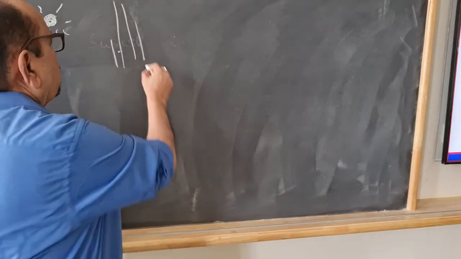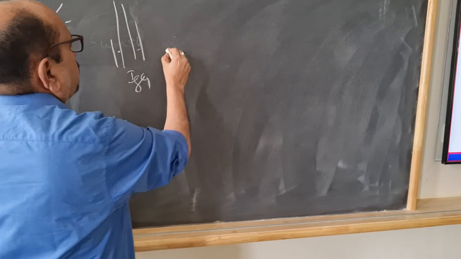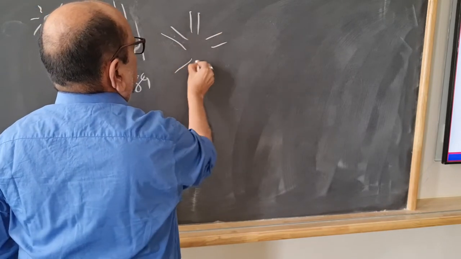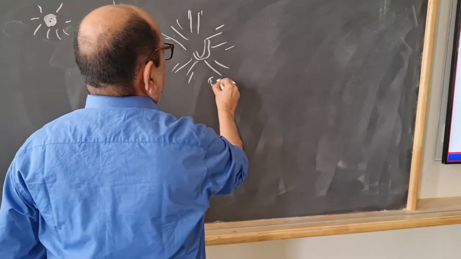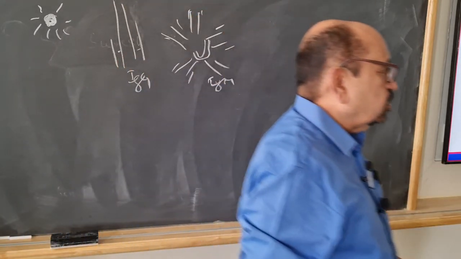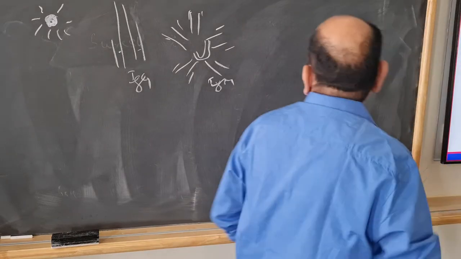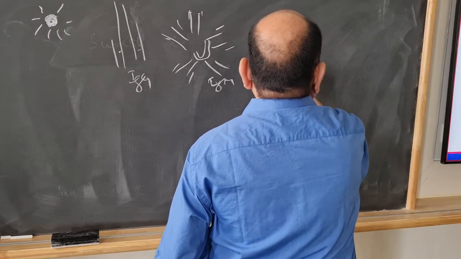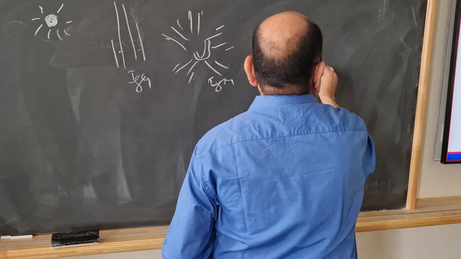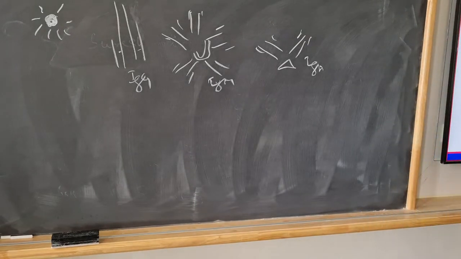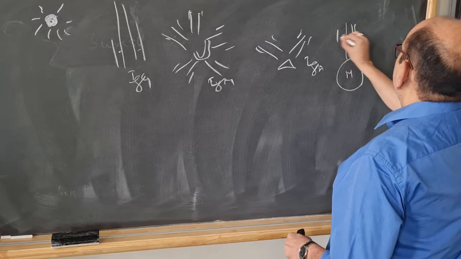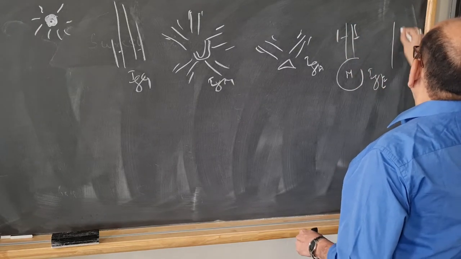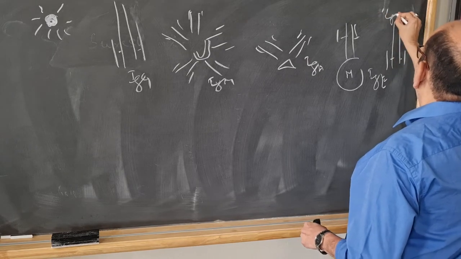This is IgG. This is IgM. This is IgA. Then this, which is present on the mast cell, is IgE. This is IgD.